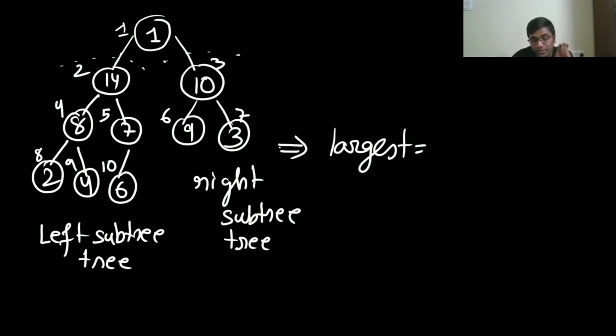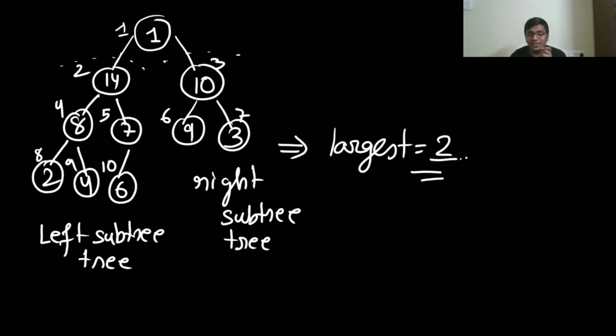You will find the largest. See, like in 1 and 14, which is the largest? 14 is largest, the left child is largest. So which index has the largest value? 2. Now you compare the parent and left child. Now we'll compare the largest and the right child. So largest index is 2, value is 14. Now between 14 and 10, which is maximum? 14 is the maximum. So largest is going to have the index 2.